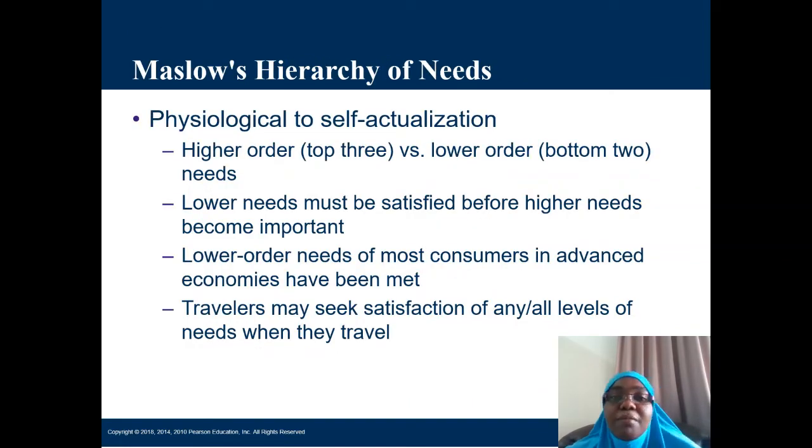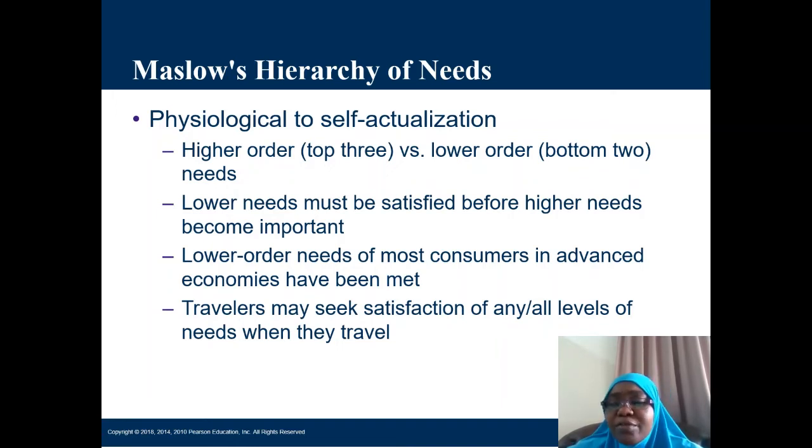Now we move to Maslow's hierarchy of needs. Maslow's hierarchy of needs are actually in five phases. Okay, it's a pyramid that has five stages. So from physiological to self-actualization, we have the order there from the most basic, that's the lower need. The first three from the bottom are the lower needs, while the other two are the higher needs. So according to Maslow, the lower level must be met before you move on to the next level and the higher level.